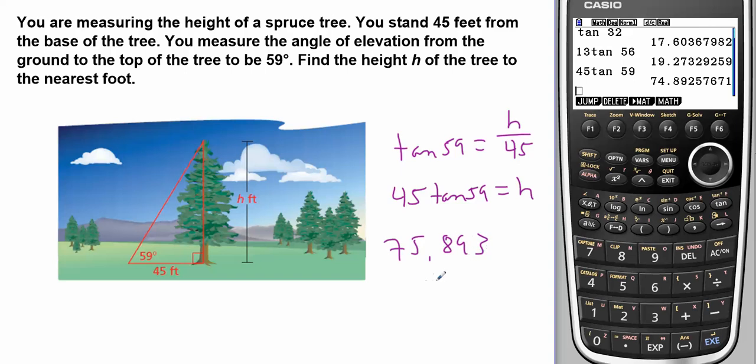75.893. He'll say, don't give me the decimals, 76 feet, okay? Because that's what he's really most interested in. Okay, so that is it on tangent. You go back and review the sine and cosine videos, and we've got the basics down.